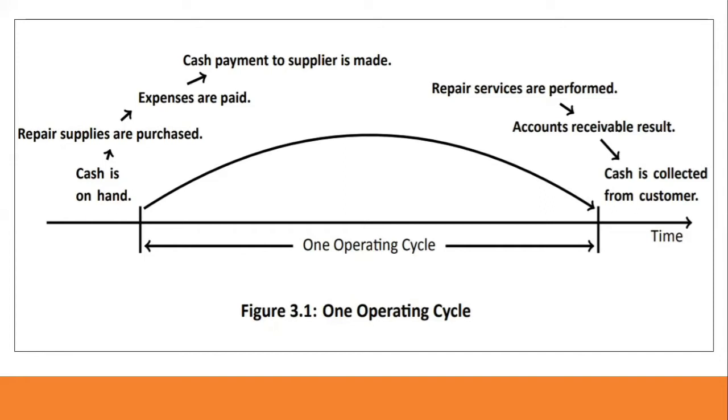And aside from purchasing repair supplies, the company also paid its expenses, may it be their operating expenses or marketing and administrative expenses. They also make a cash payment of their payables to their suppliers. Since the nature of the business is a service type of business, they performed repair services for their customers, which resulted in accounts receivable, and then eventually they made collection on all the receivables they have from their customers. All right, so this is how an operating cycle would look like.